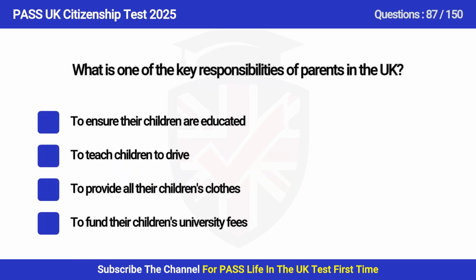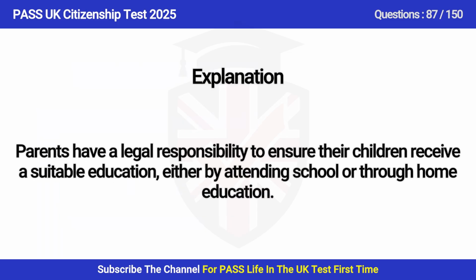Question 87. What is one of the key responsibilities of parents in the UK? A. To ensure their children are educated, B. To teach children to drive, C. To provide all their children's clothes, D. To fund their children's university fees? Answer is A. To ensure their children are educated. Parents have a legal responsibility to ensure their children receive a suitable education, either by attending school or through home education.